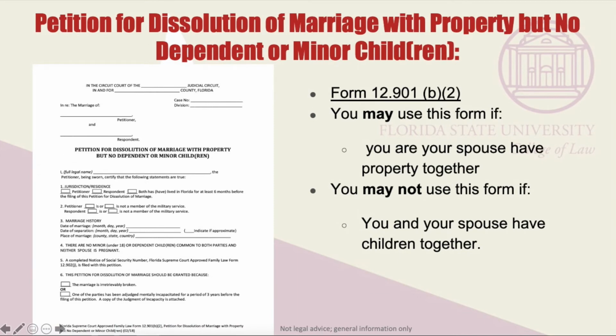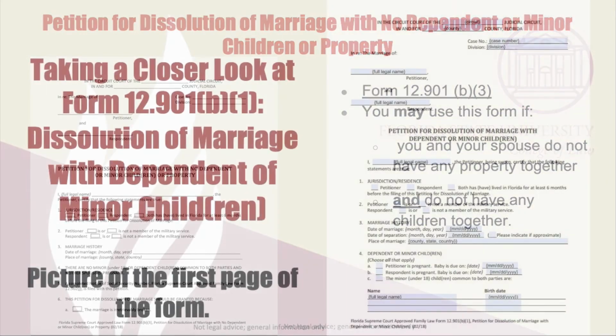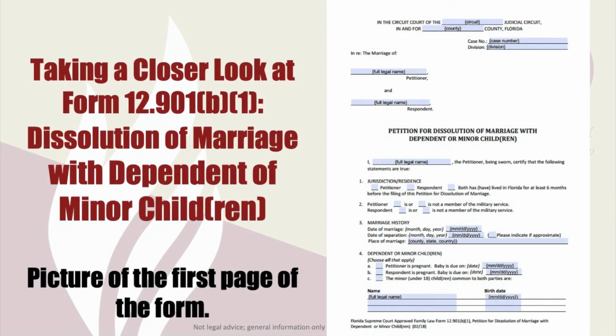Form 12.901B2, Petition for Dissolution of Marriage with Property but no dependent or minor children. You may use this form if you and your spouse have property together but no children. Form 12.901B3, Petition for Dissolution of Marriage with no dependent or minor children or property. You may use this form if you and your spouse do not have any property together and also do not have any children together. There is also one more form, which we will be discussing in this video series.